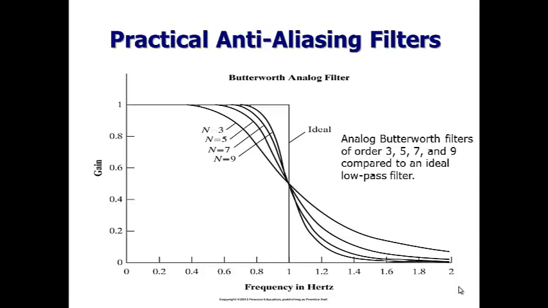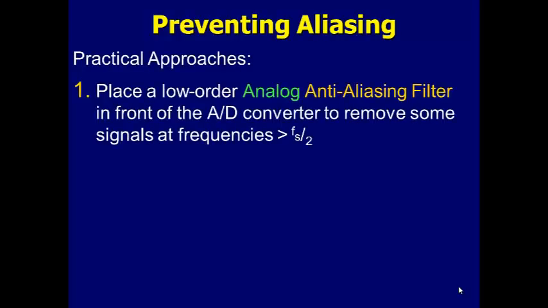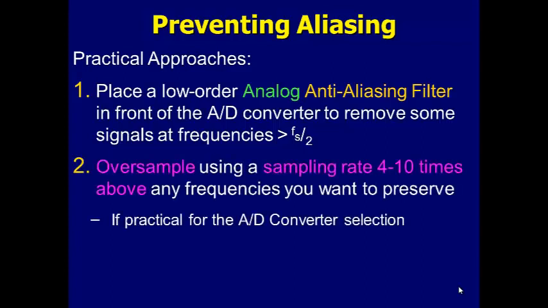Well, adding an order means I'm adding another op amp and resistors and capacitors. I'm physically adding more hardware. So if I want a high order analog filter, I'm throwing money at it. Okay. So what do we do in the real world? Well, we put a lower order practical anti-aliasing filter in front of the AD converter, and then use a higher sampling rate to make that good enough.